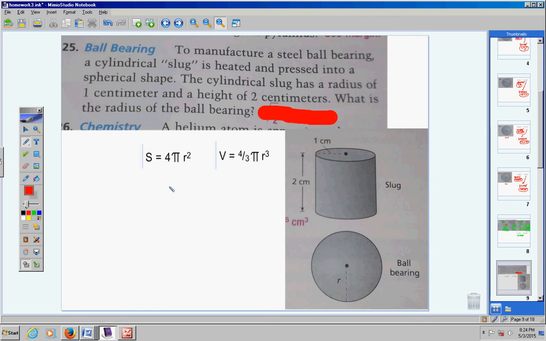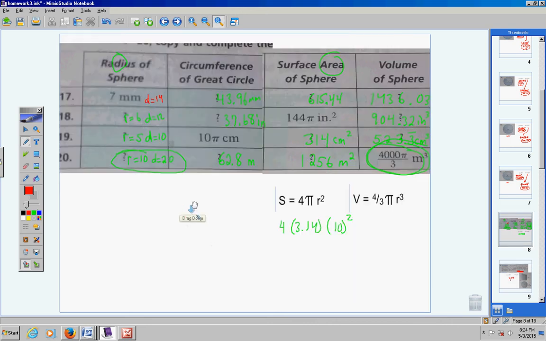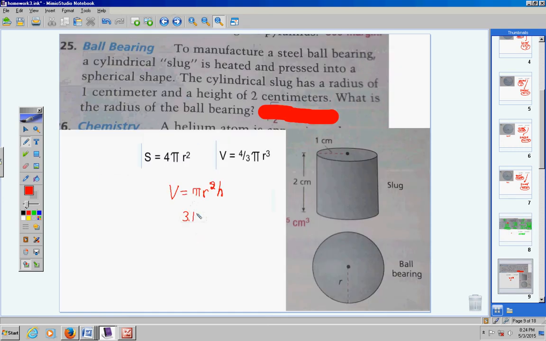Do you remember how to find the volume of a cylinder? If not, let me wonderfully refresh your memory. It's pi r squared h. Hold on a second, guys. Got the old pen acting up like usual. Pi r squared h. So here we go: 3.14 times the radius squared times the height. We can do this in our head: 1 times 1 is 1, times 2 is 2, times 3.14 is 6.28. So the volume of this cylinder is 6.28, so the volume of this sphere is 6.28.